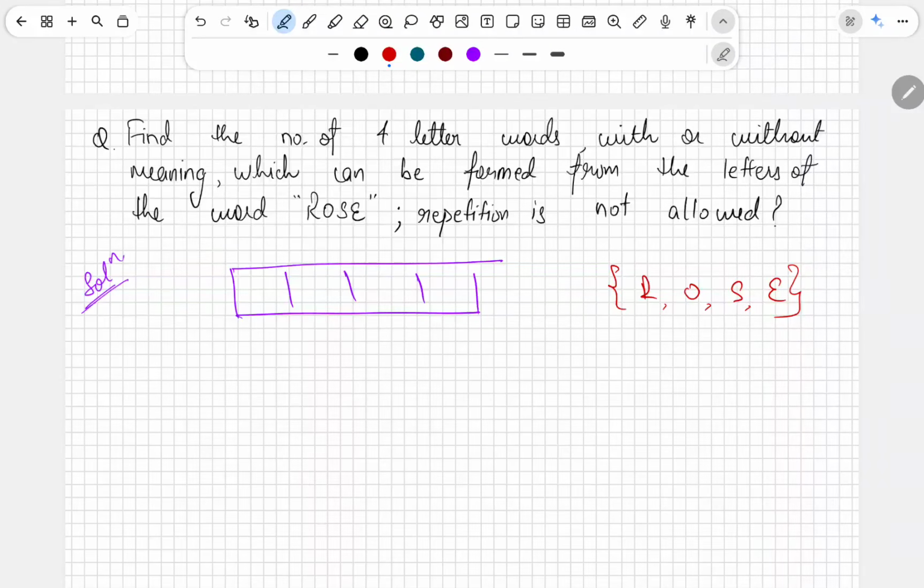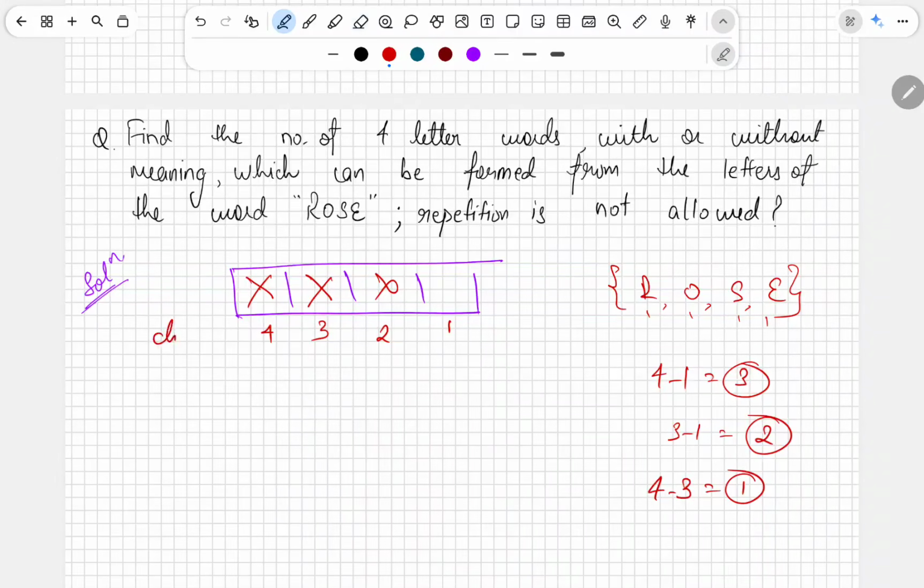Let's begin. So for the first place, I had 4 choices. I can put either of the 4 letters. Then 1 letter is consumed. I am left with 4 minus 1, that is 3 choices. For the second place, now 2 letters are consumed. 3 minus 1, I am left with 2 choices. Now after consuming 3 letters out of 4, I am only left with 1 choice for the last place. Down here I am writing the number of choices.